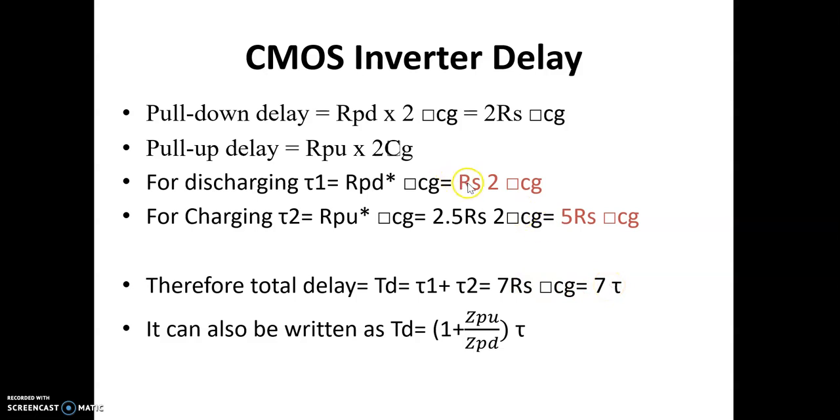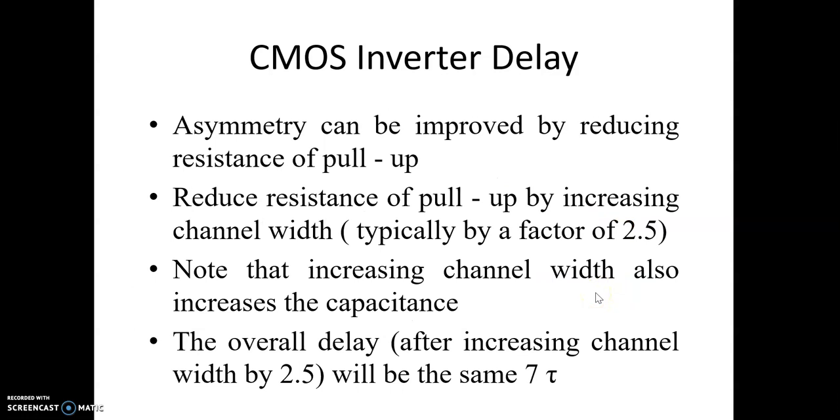Here Rs is 10K, and here this value is 25K. If 10K is just taken as 1 Rs, then 25K can be taken as 2.5 Rs. Here it is 2 tau, here it is 5 tau, totally it is 7 tau.